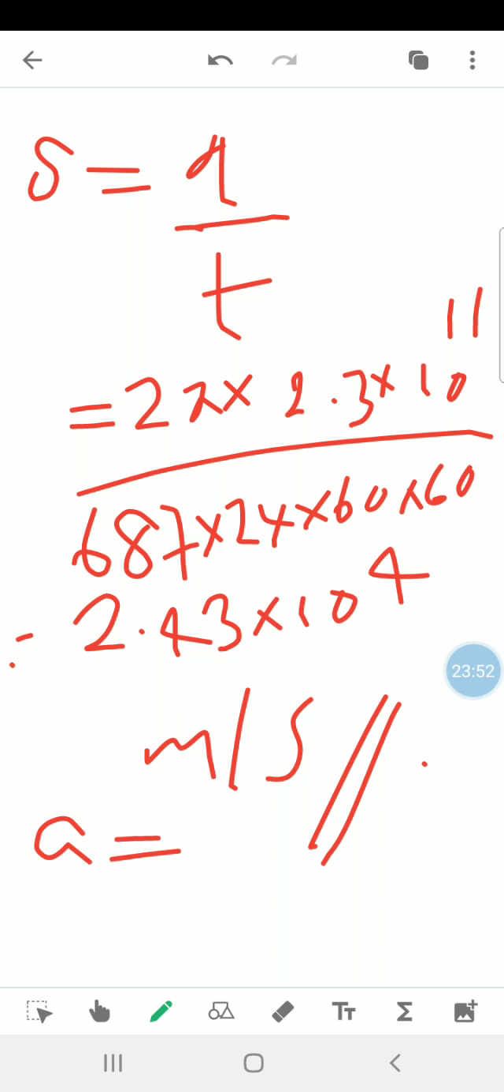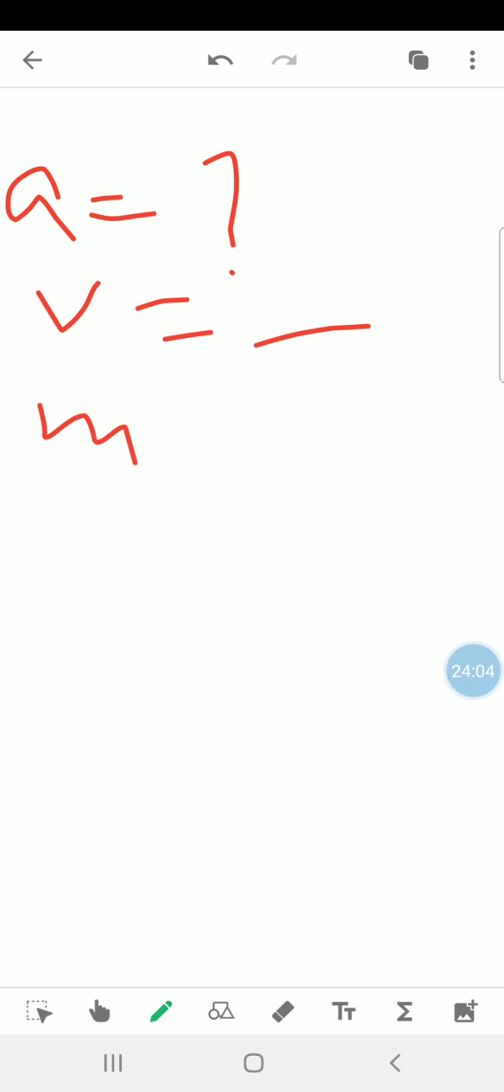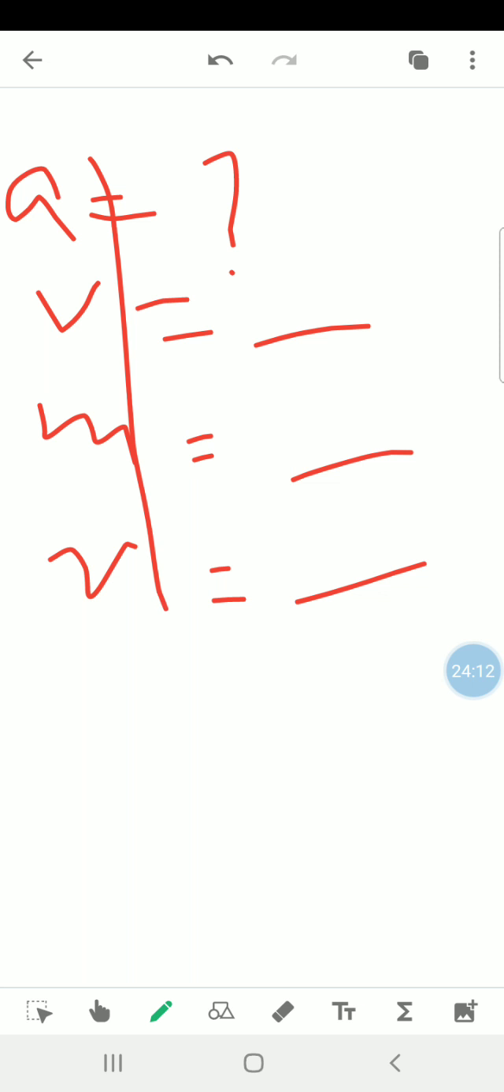Now let me show it in another sheet. Let's say they are asking for A. They have given V, you write the value of V. They have given M, you write the value of M. They have given R, then you write the value of R. So now you know what is there, and this is what they are asking. You have to find an equation which contains all these four. That's it. Because if they have not given any other detail, then you might be in a fix.